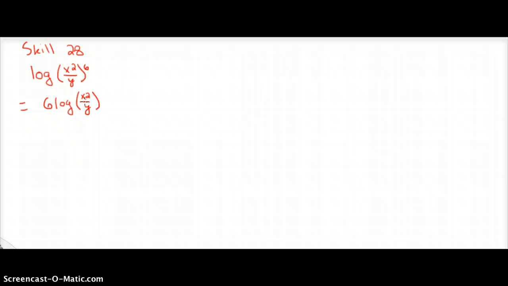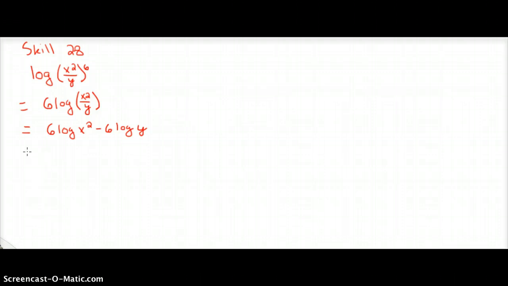Now if I look at this logarithm, the argument of the logarithm is x squared over y, and I see division taking place inside the argument. It's the quantity x squared divided by y, and I know that there's a property of logarithms that allows me to rewrite it as subtraction. So I'm going to write this as 6 log of the numerator, log of x squared, minus 6 times the log of the denominator, y.